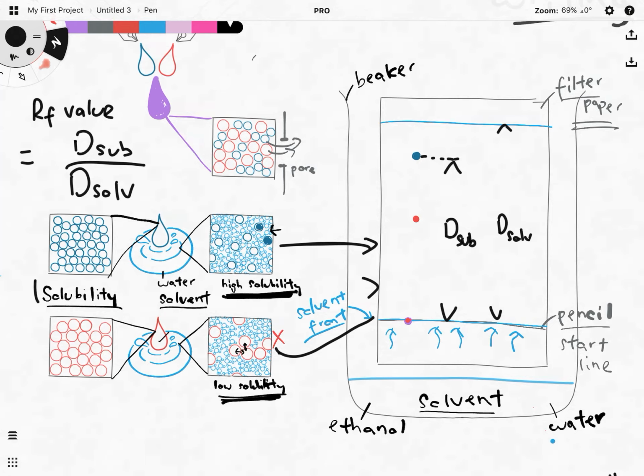Okay, so if you think about it, if a substance has high solubility, would the RF value be high or would it be low? Okay, let's have a think. Maybe we can compare it to the red ink. This is the distance traveled by the red ink, right? If a substance has high solubility, will the RF value be high or low? If a substance has low solubility, will the RF value be high or low? Okay, I'll pause a while, I'll let you think about it.